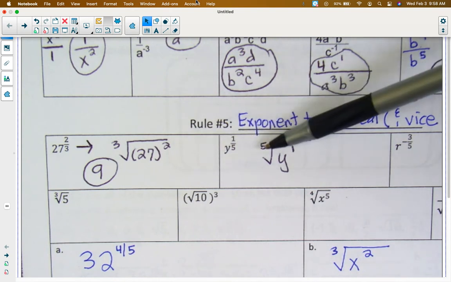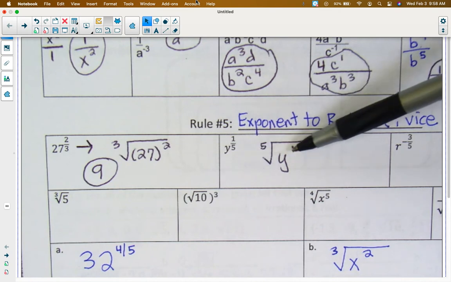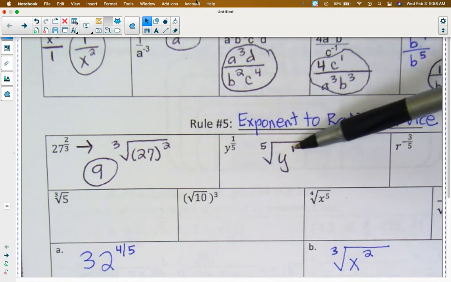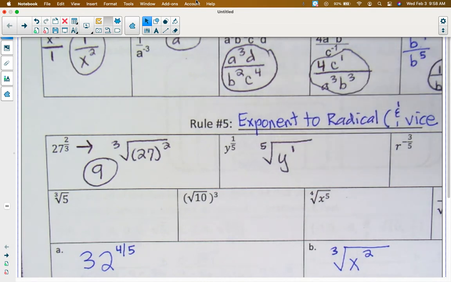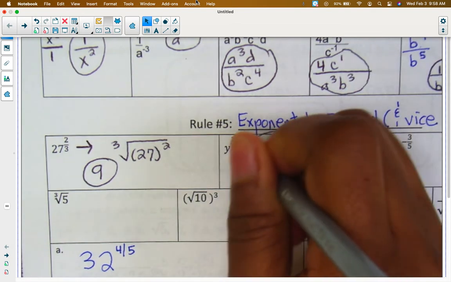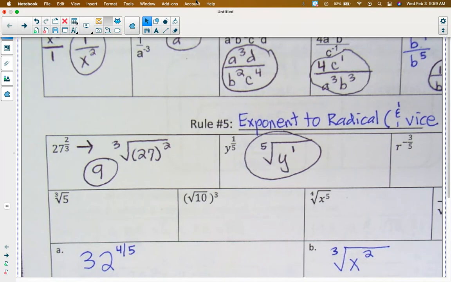So the denominator goes on the outside, and your numerator goes on the inside. You technically don't need to put this one there, but as you know, because I've said it a lot, the one there is just there to help you out. So that is my answer.